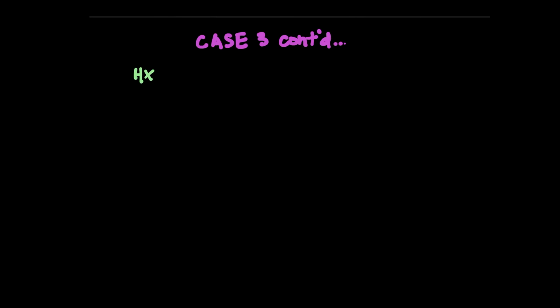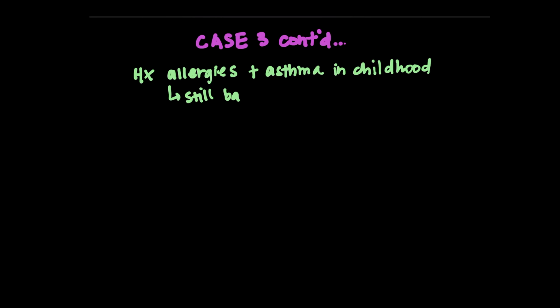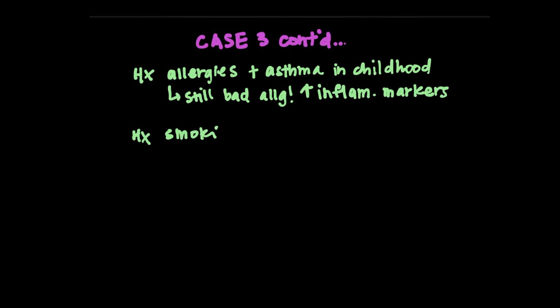So what did our patient have? So she had a history of allergies and asthma when she was a child. She actually still has bed allergies, and she also has elevated inflammatory markers. When I say that, I mean things like eosinophils, like you talked about today in lecture. She also has a history of smoking, so that's not great for her.